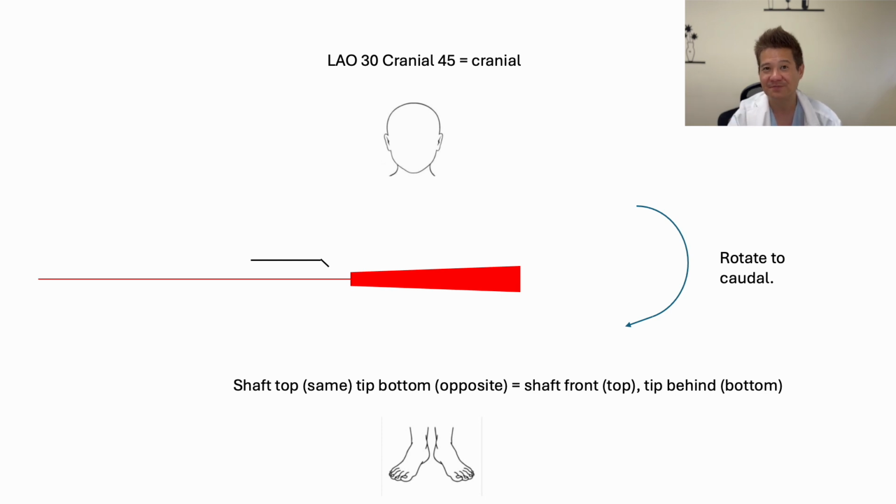Now the shaft is on top of the vessel, so it's near the head side. The cranial view is on top. The shaft is near the head side. Head and head is the same. So in Okamura language, this is front or top. The tip is pointing downwards, away from the cranial, away from the head. It's head and feet, it's opposite. So in Okamura language, it's behind. Okamura has a concise phrase. He will call this front back. The first word is the position of the shaft. The second word is the position of the tip: front back.